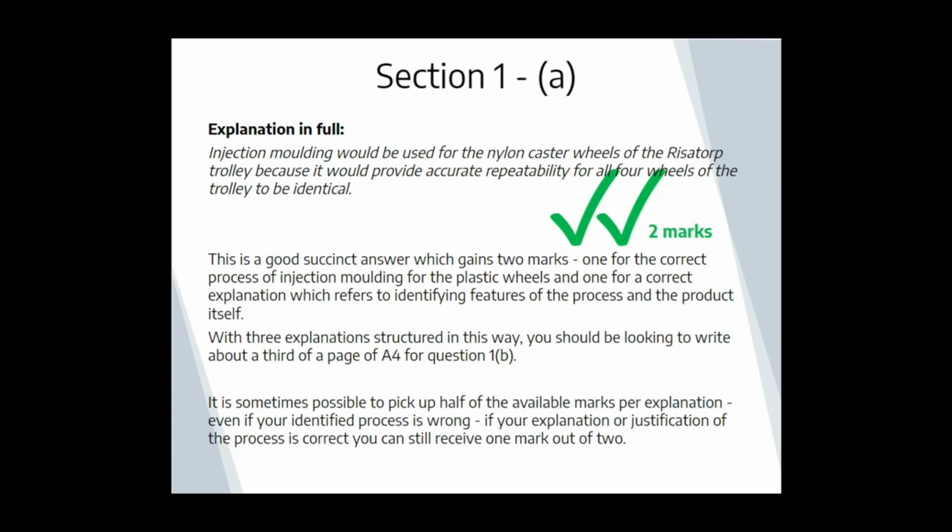It's sometimes possible to pick up half of the available marks per explanation, even if you've got the wrong process for a particular part. They do what we call positive marking with the SQA, and if your explanation or justification for the process is correct, you might still get a mark for that. So if you had, for example, said for the nylon caster wheels that die casting was the appropriate process, which we know is not the case because die casting is for metal, you wouldn't get the mark for the process. But if you had also said something about high quality finish or accurate repeatability, you would get the mark because that is an appropriate explanation for die casting as well. So you would get 1 out of the 2 marks for an answer like that.